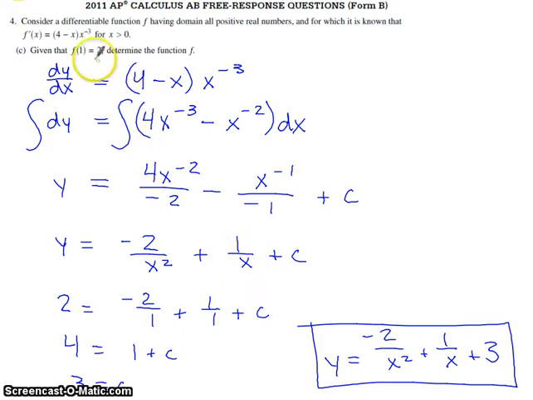I want to use this condition when x is 1, y is 2 to figure out what my constant c is. So I put 2 in for y, 1 in for my x's, and then simplifying that is going to give you a constant of integration that turns out to be equal to 3. And so the function f that has this derivative and has this point on its graph is going to be given by this function. And it's just the general solution rewritten with the constant that we found in place of c.